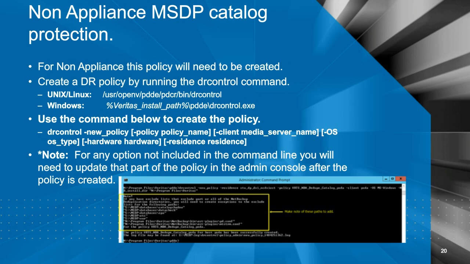Same difference with a non-appliance MSDP catalog. You can create a DR policy using this DR control command, and there are a few options with that. You can actually set some of these after. You can just run the DR control and name it, and then it will populate in your policies. You can go in and make changes as needed as far as the schedules. But the main thing there is going to be the backup selections. There won't be any question about what is being backed up that would be needed should everything fail. That's the most important piece there.